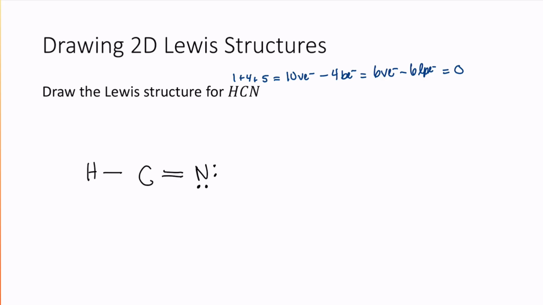Notice I still have 8 electrons around nitrogen and the octet rule is fulfilled. The octet rule is not fulfilled for carbon, so I need to keep working with this. I want you to notice that hydrogen doesn't have any lone pairs to work with, so I'm not going to be able to share any more electrons from the hydrogen. However, I can take another pair from nitrogen, and now I can form a triple bond. So this is going to be the Lewis structure for HCN, hydrocyanic acid.